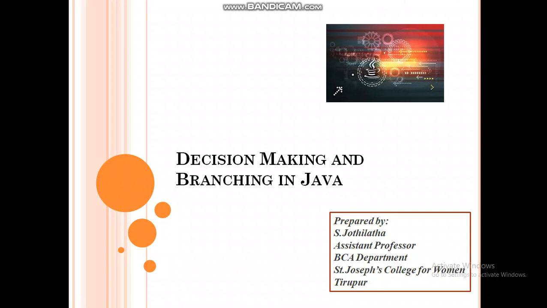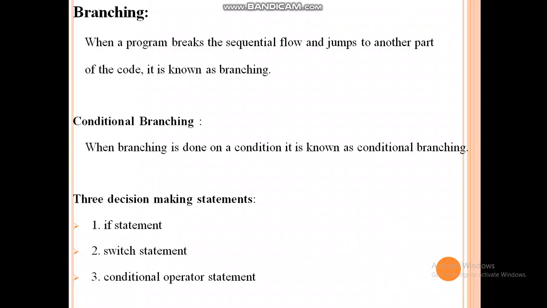We can see decision making and decision branching statements of Java in this PPT. First, we have to know what is meant by branching. When a program breaks the sequential flow and jumps to another part of the code, it is known as branching. What is meant by conditional branching? When branching is done based on some condition, it is known as conditional branching.